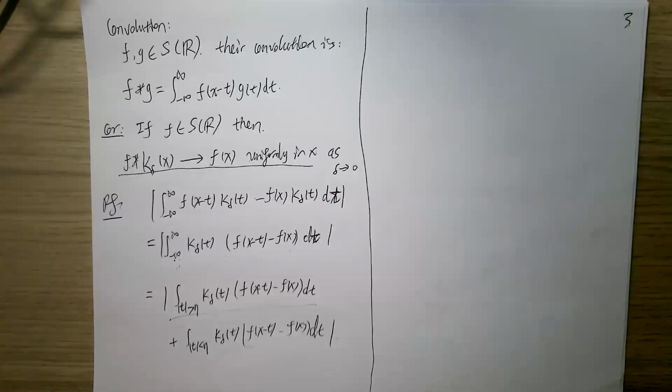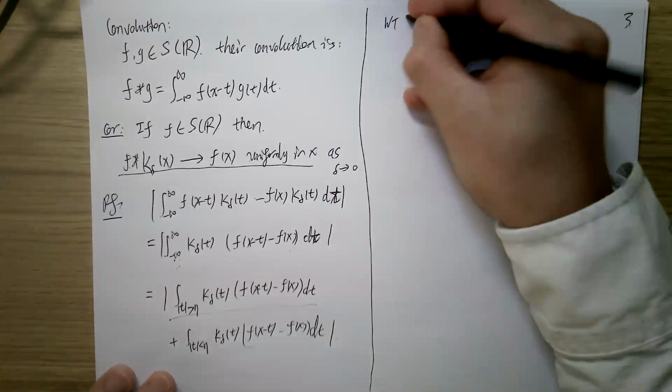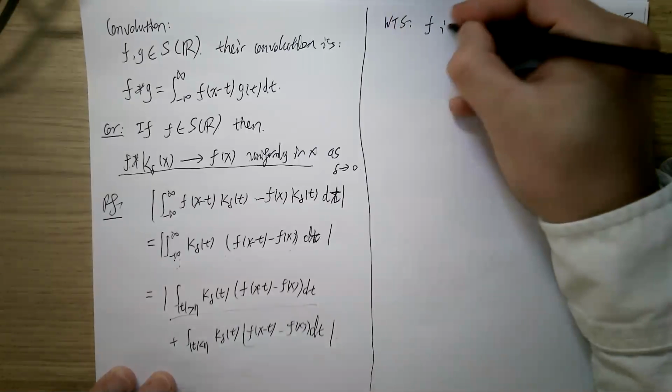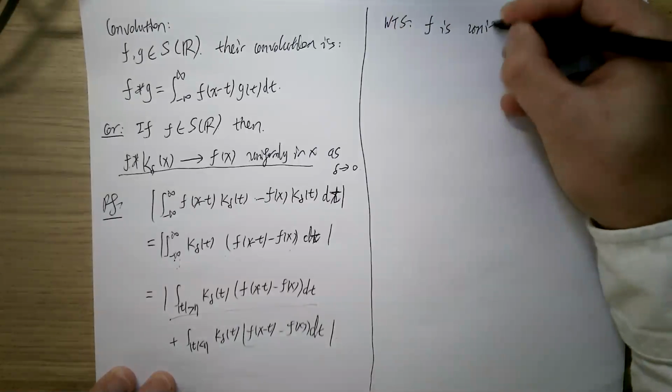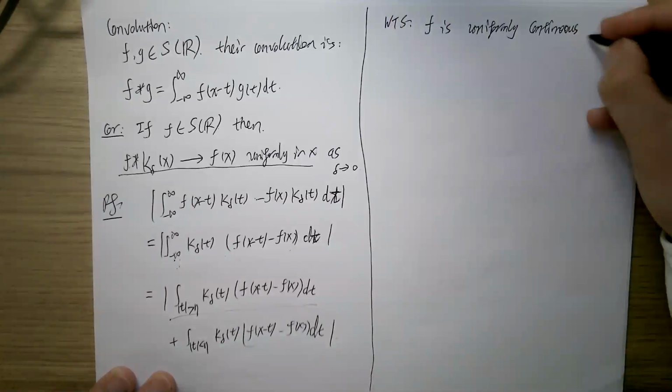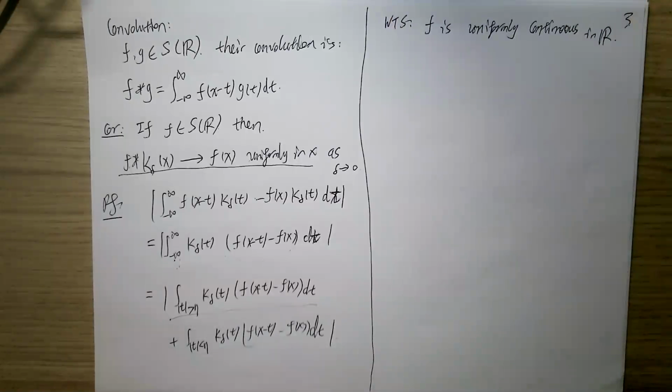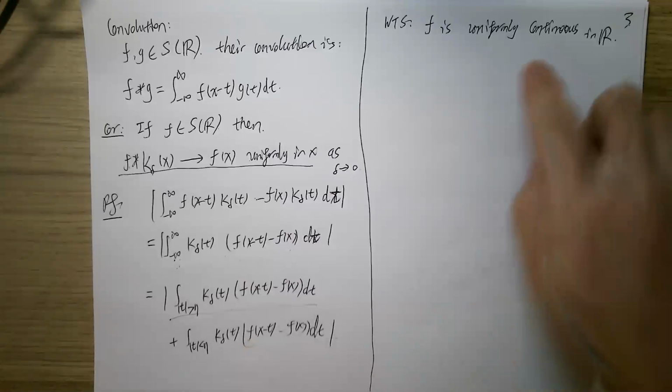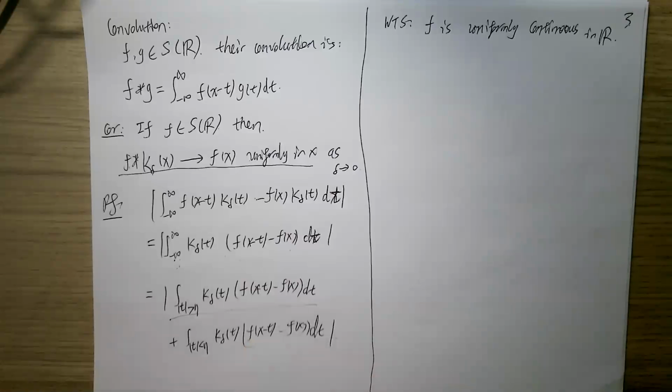So what you really want now is you want f to be uniformly continuous, not in a bounded domain, but in R. So that we can choose some eta, so that if t is less than eta, then for any x, you will have f(x - t) minus f(x) very small. So as long as we can show that f is uniformly continuous, we are done, right?